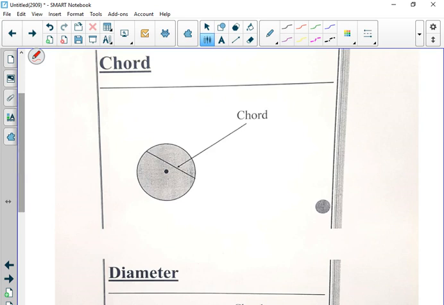Okay, a chord. The special thing about a chord is it goes from one point on a circle to another point, but the important part is not through the center. It goes from one edge of the circle to another edge, but not through the center. So it can be a short little one like this. It can be really close to the center like that. Hopefully straight, but not actually through the center.